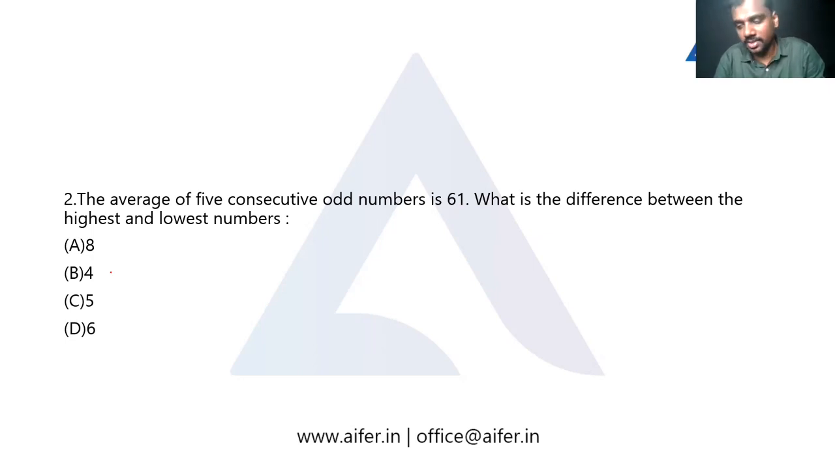Try to do the question. It's similar to the last question, but we have a small difference here. In the last question they asked what is the largest number, but here there is no question regarding the smallest number or the largest number. Instead, they have asked the difference between the largest and smallest, or the highest and lowest number. Try to do the question and give me the answer in the chat box.